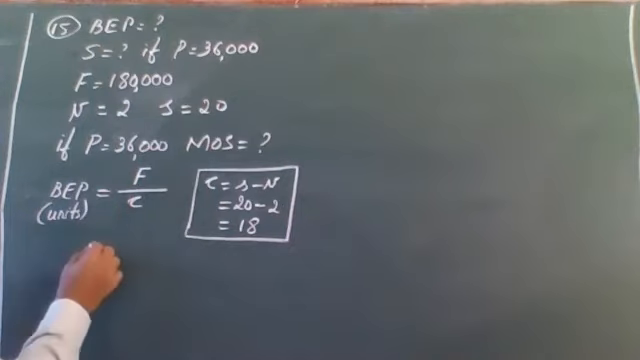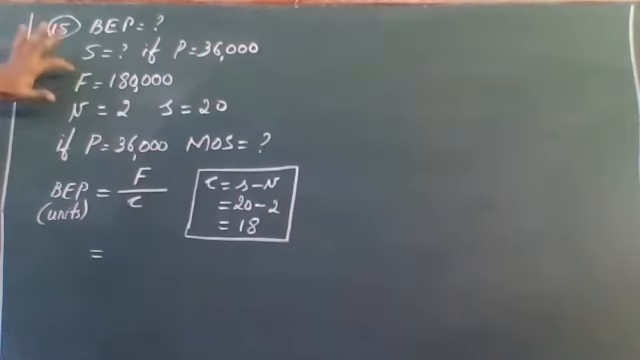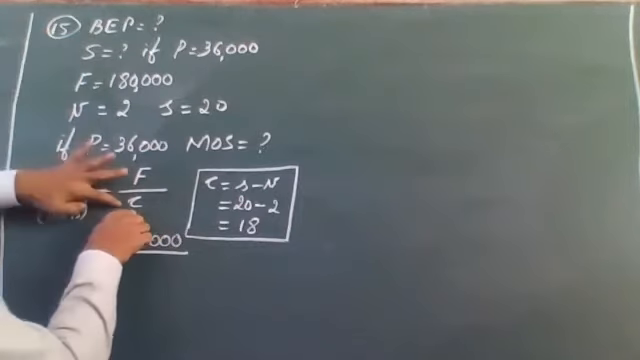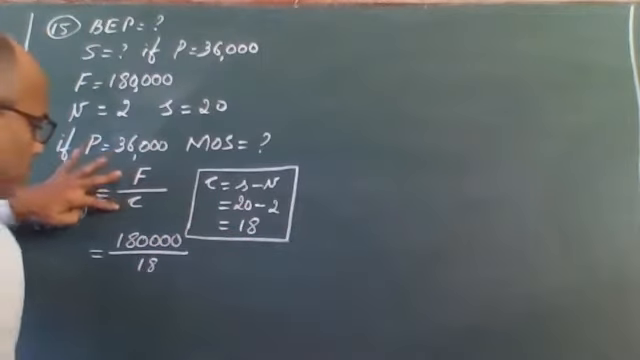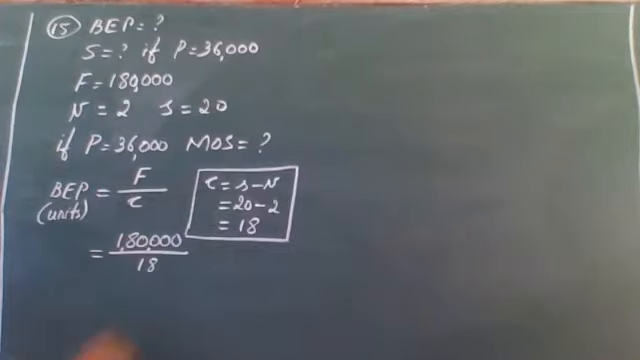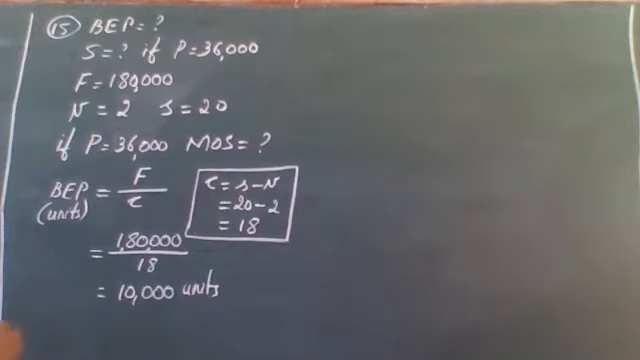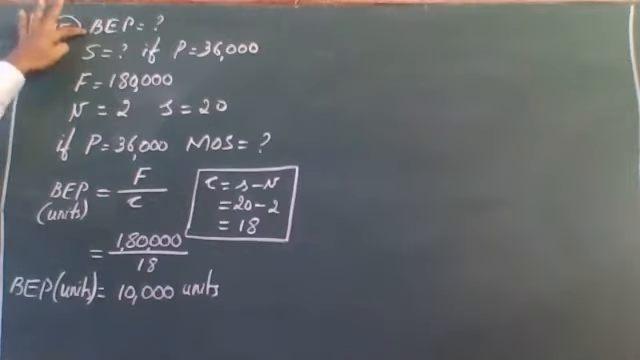Come back. Break-even point is equal to fixed cost, which is 1,80,000, divided by contribution per unit, which is 18 rupees. So 1,80,000 divided by 18 rupees gives me 10,000 units. This is my break-even point in terms of units. That's the first question. Then the second question he's asking is, tell me sales if profit desired is 36,000.